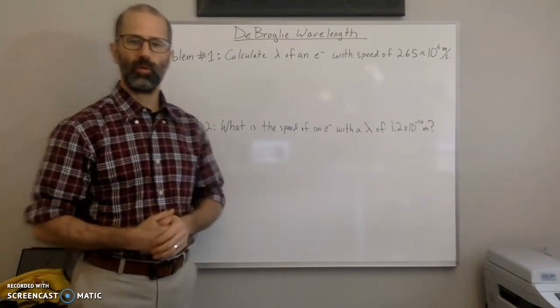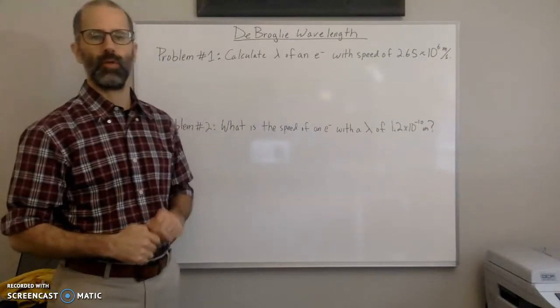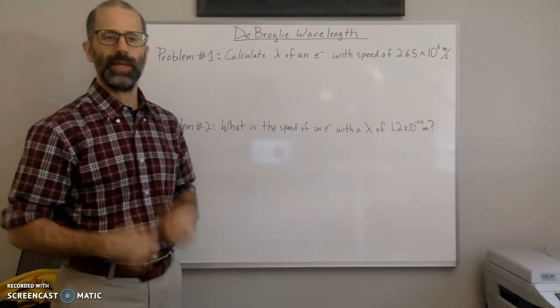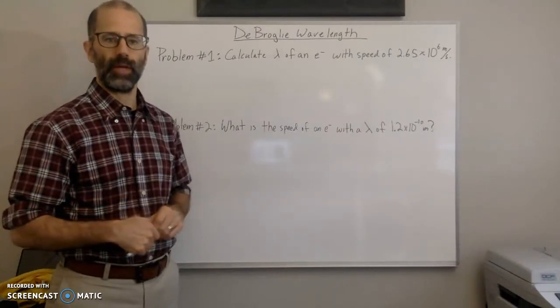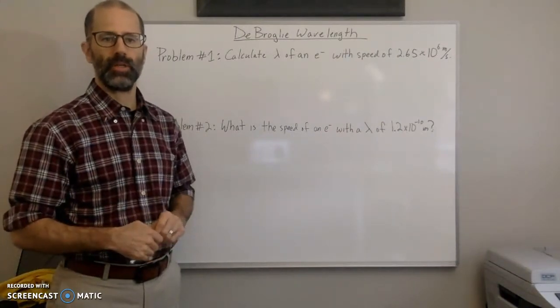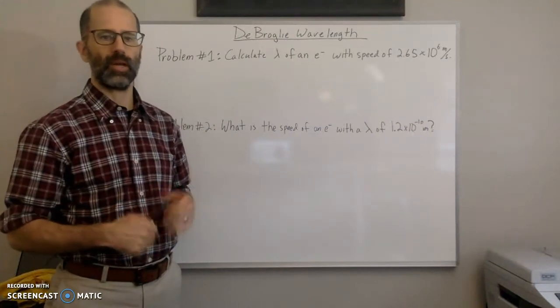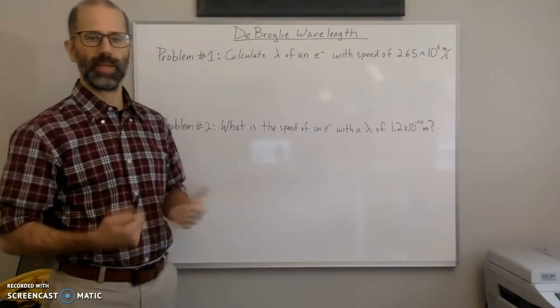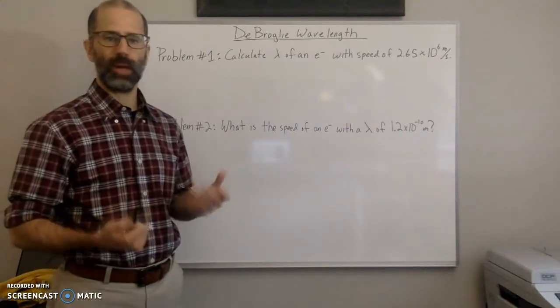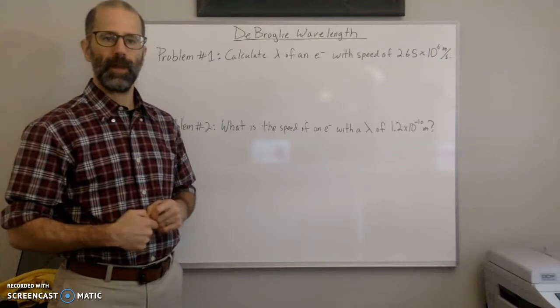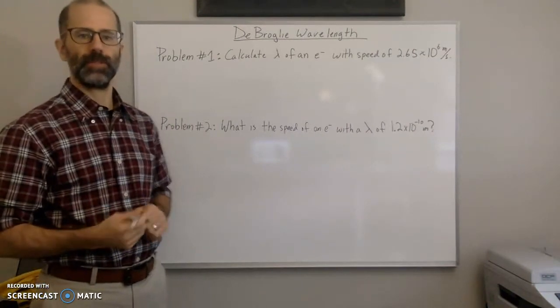I am Mr. Cobalt, and in this video I'm going to go over a couple of practice problems that deal with de Broglie wavelength and using the de Broglie equation to find wavelength or speed of a particle. In this case it's going to be electrons, but it could be protons, it could be molecules, it could be whatever, but we're going to focus on electrons.